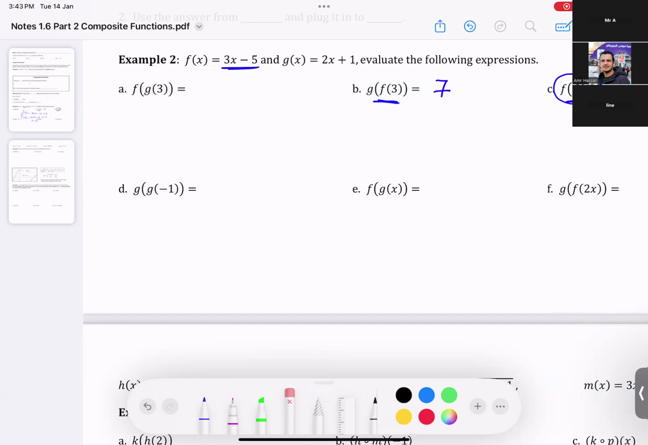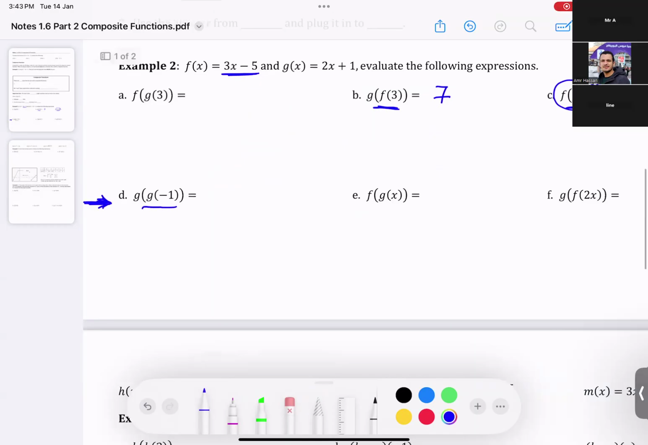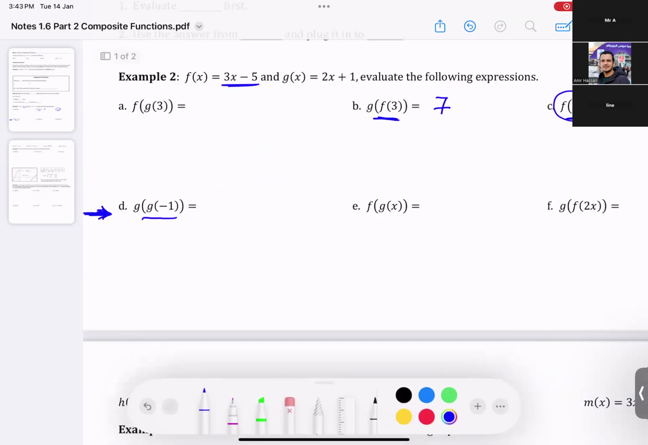Let me go for the other one. Let me go over this one. So I need to start with g of negative 1. What is g of negative 1? So let me write down g of negative 1, right? So 2 times negative 1 plus 1. So it's going to be, what is 2 times negative 1?